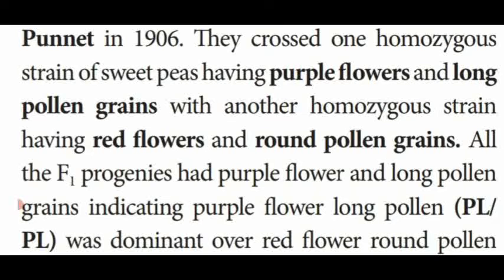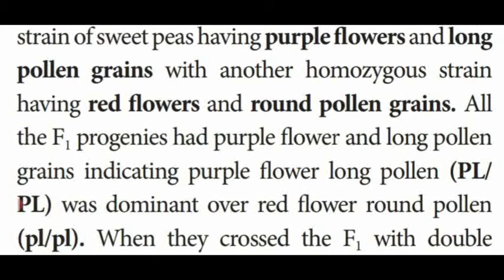The F1 progenies are all purple flower with long pollen grains, indicating that only the dominant characters are expressed in the F1 generation. The genotype of the purple flower, capital P, with capital L, long pollen, both dominant. So PL is dominant over the red flower, round pollen, that is small p with small l.